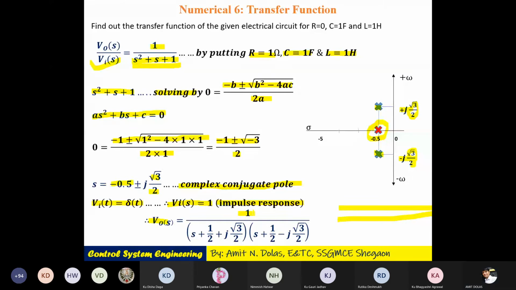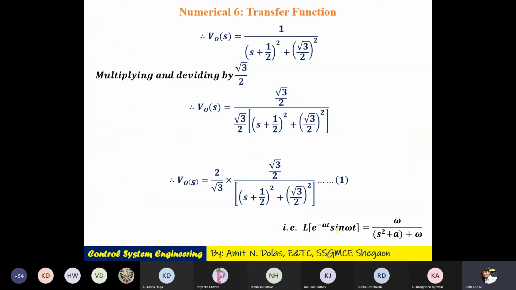There are two terms here. It will be s plus 0.5 plus j root 3 by 2. Instead of writing 0.5, I have written 1 by 2. And the other one is s plus 1 by 2 minus j root 3 by 2. These two we have got in V of s: s plus 1 by 2 plus j root 3 by 2, and s plus 1 by 2 minus j root 3 by 2.